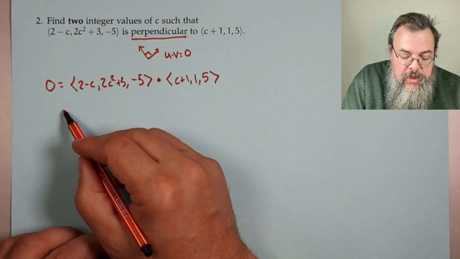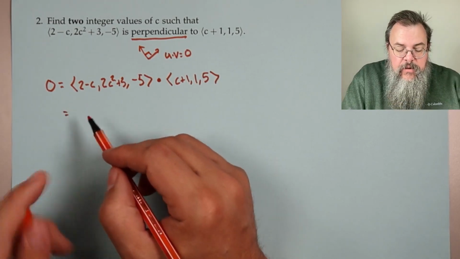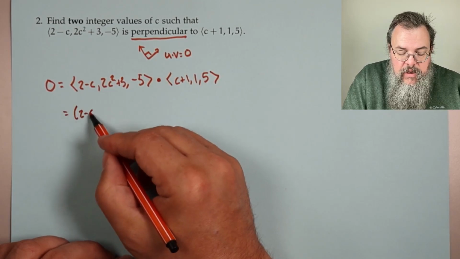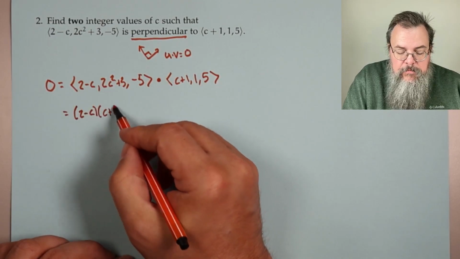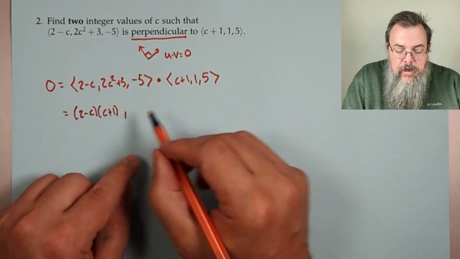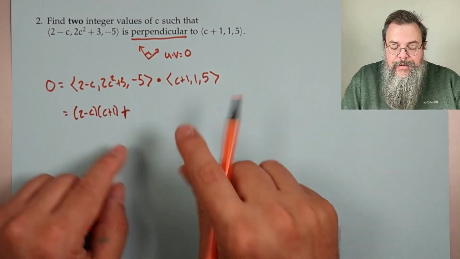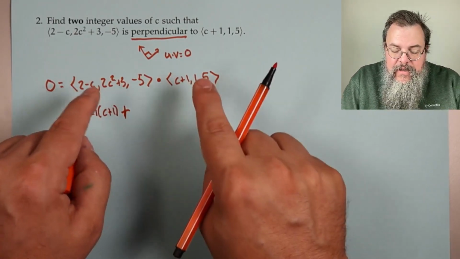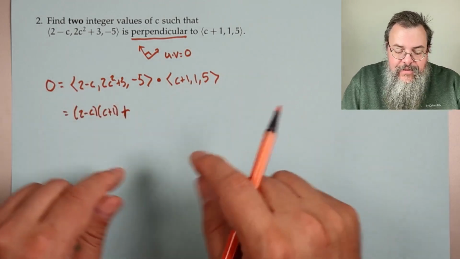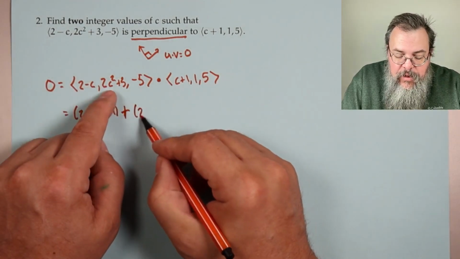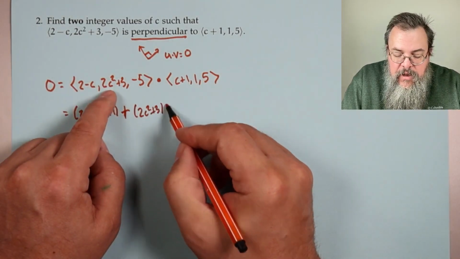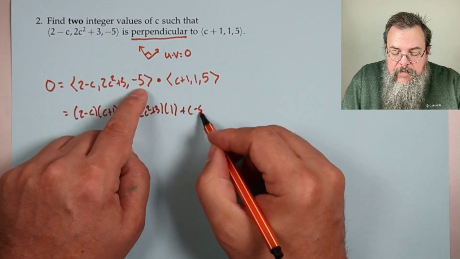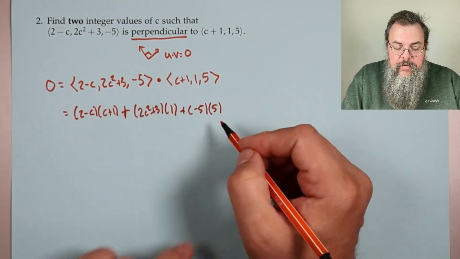All right, let's go ahead and carry out this dot product. We have our first terms, which are 2 minus c times c plus 1. Then we're going to add, not comma, add, right? Because with dot products, you multiply, multiply, multiply, but then you add the results. So add 2c squared plus 3 times 1, and then add negative 5 times 5.